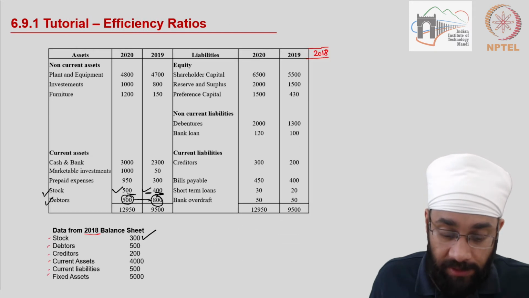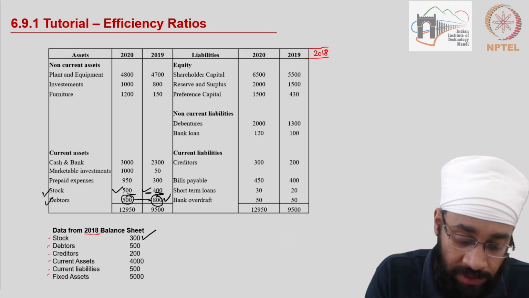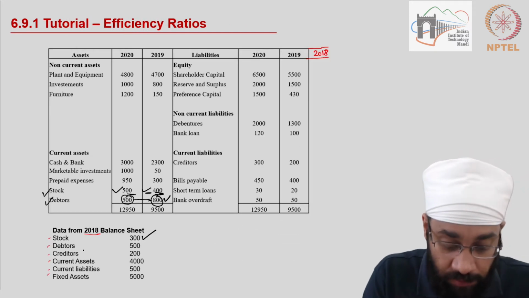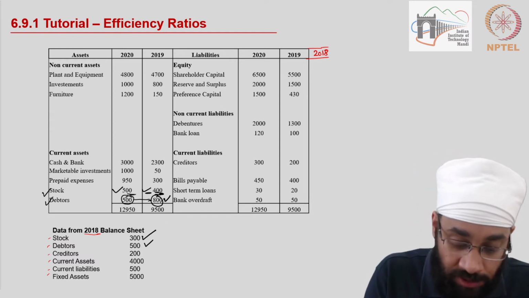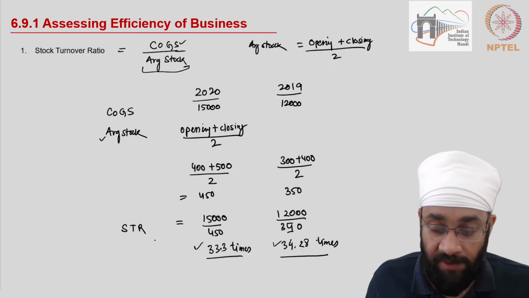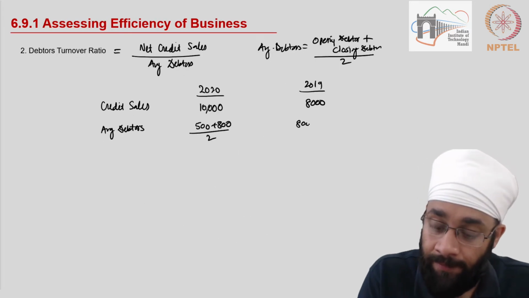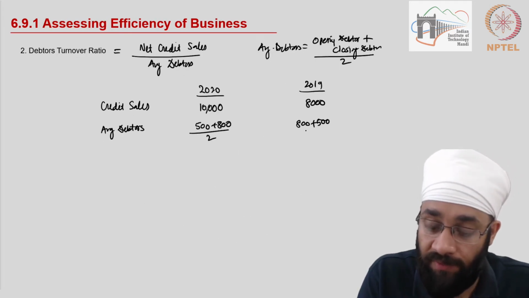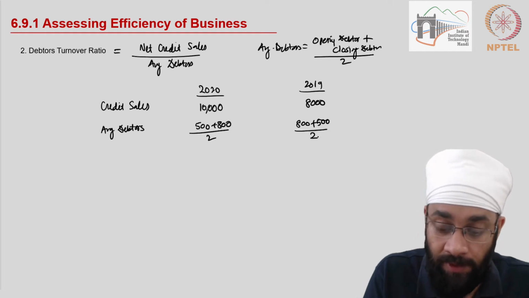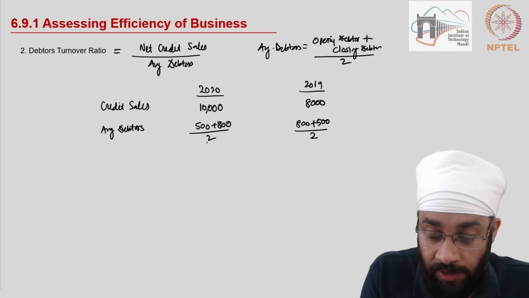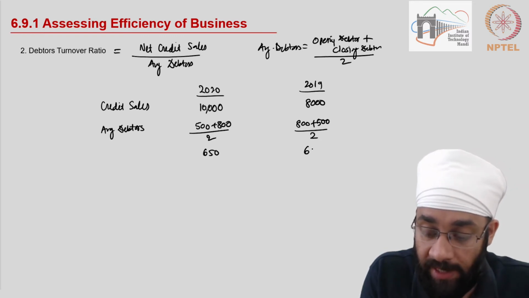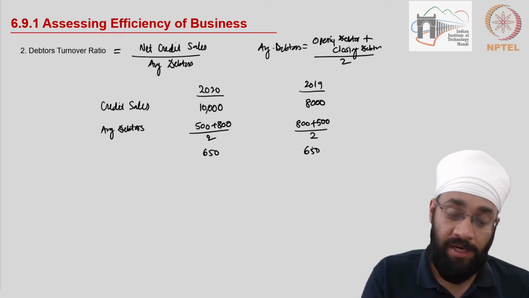For the previous year, you have 800 as the closing balance, and we have additional information here. Debtors were 500 in 2018. So again 800 plus 500, the opening and closing balances of debtors, divided by 2. So practically it comes out to be the same number. It is 1300 divided by 2, so 650, and 650 are the average debtors.